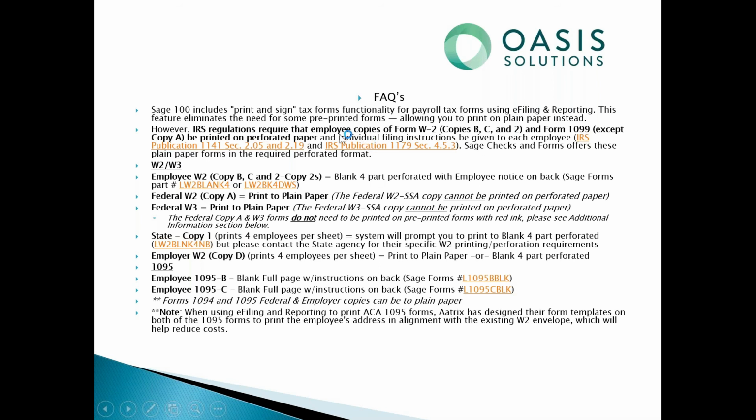It does talk about how Sage 100 includes the print and sign tax forms that can be used for e-filing and reporting. What I would suggest is that you compare prices. If you want to see how much Sage charges, I've heard that sometimes their prices are cheaper than what they can get them for at Office Depot. But if you want these forms, you need to go ahead and get them ordered soon. So I'll have a link in a minute of where you can go.